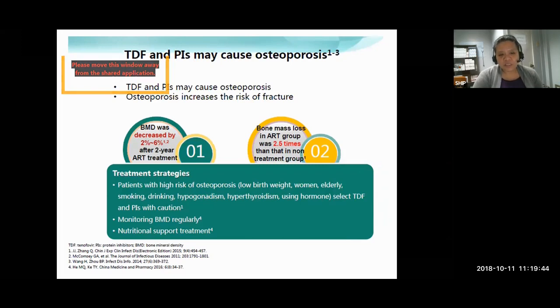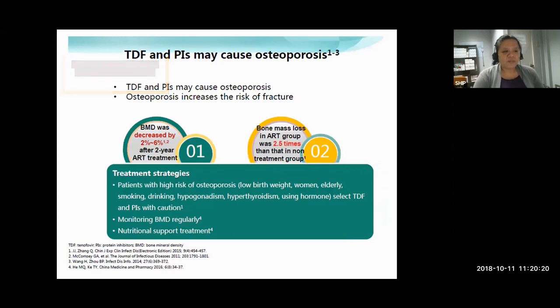Bone mass loss in those on ARVs was 2.5 times that in the non-treatment group. So the question is, should you do a baseline bone scan or a yearly bone scan in patients who are on these drugs? The answer is, it is not cost efficient. So it will be really up to you. If you think that your patient is at increased risk for developing osteoporosis, for example, menopausal, or has a history of pathologic fracture before, then probably tenofovir and PIs might not be the best drug for your patient.